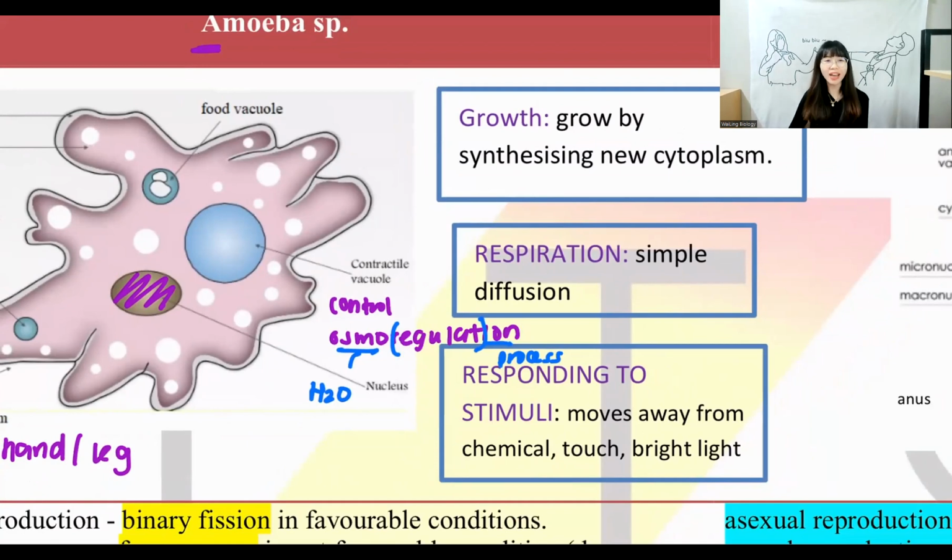Next we have the food vacuole. A food vacuole inside must have food. Can you see there's food inside? They have food, right? So the food vacuole must have food. It's like a stomach. They will digest the food later. This is the food vacuole.